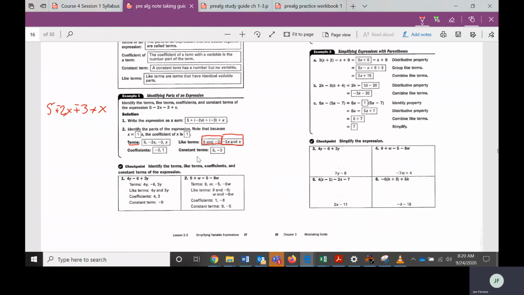And that is the definition of a constant term. So anything that you have that does not have a variable, that's your constant. So that's the fourth thing they were looking for. The constant terms are 5 and negative 3. Okay.